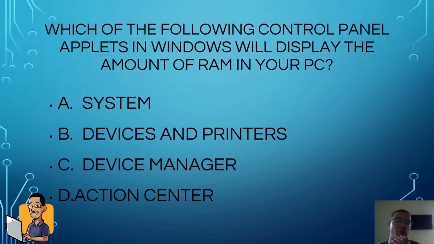All right, which of the following control panel applets in Windows will display the amount of RAM in your PC? Where do we go to figure out how much RAM we have in our PC? Perfect, simple. You go to system, easy, easy, easy.